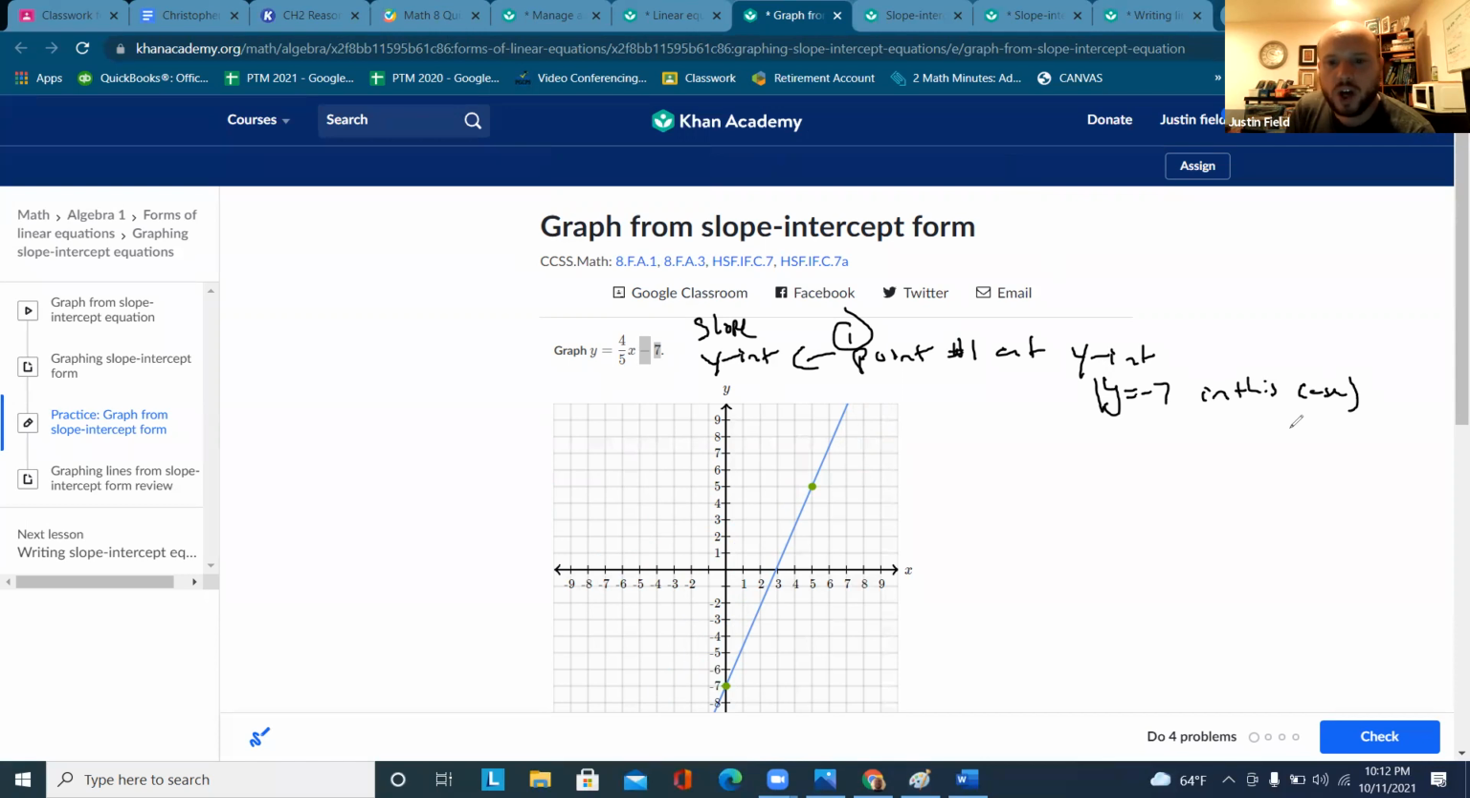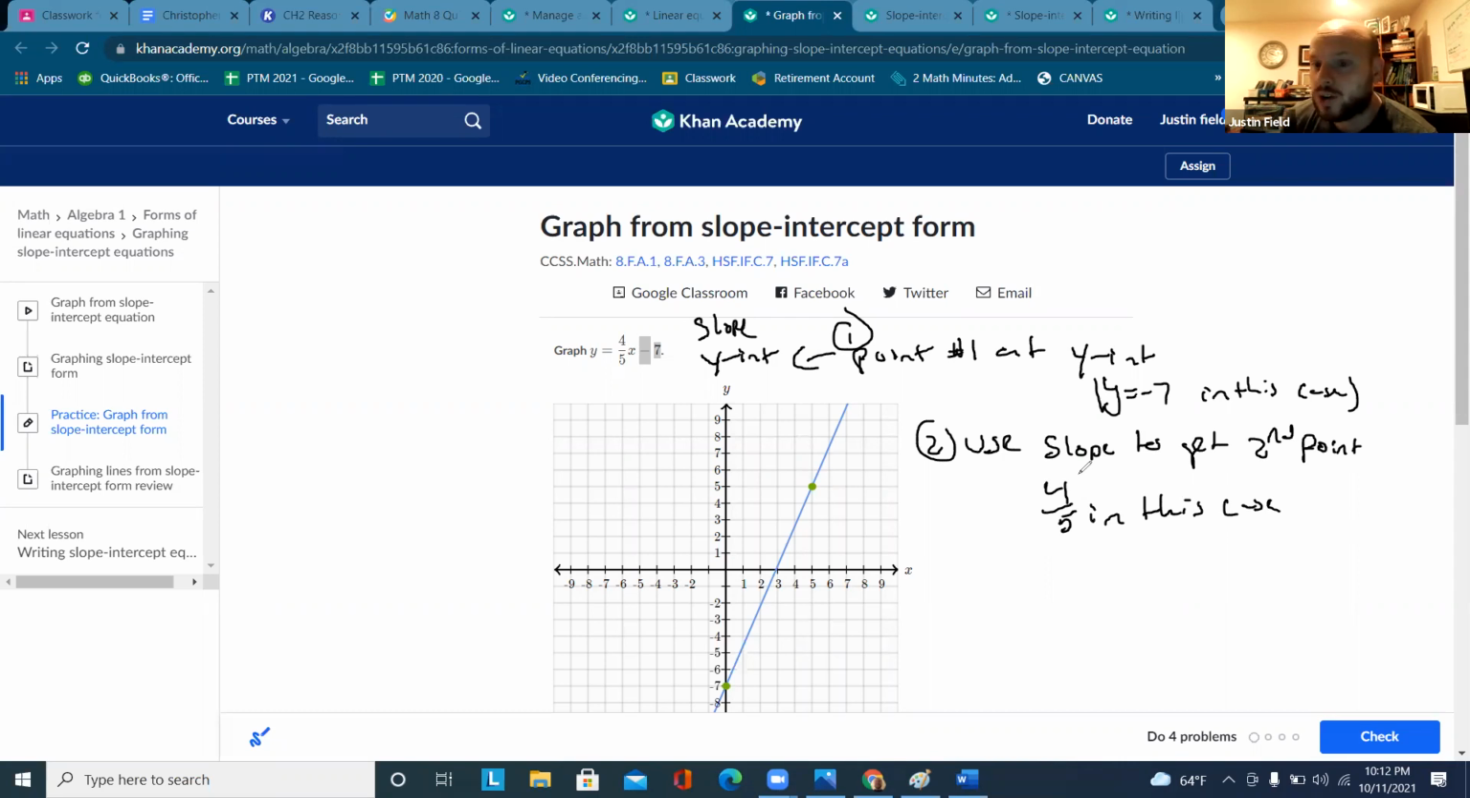All right, now the slope is next. So use slope to get second point. What's the slope? 4/5 in this case. That means it's rise over run. It's positive, so we're going up 4 and right 5. So from this y-intercept, now I always like to just start off with my mouse. And I'm not even clicking anything. I'm just moving my mouse.